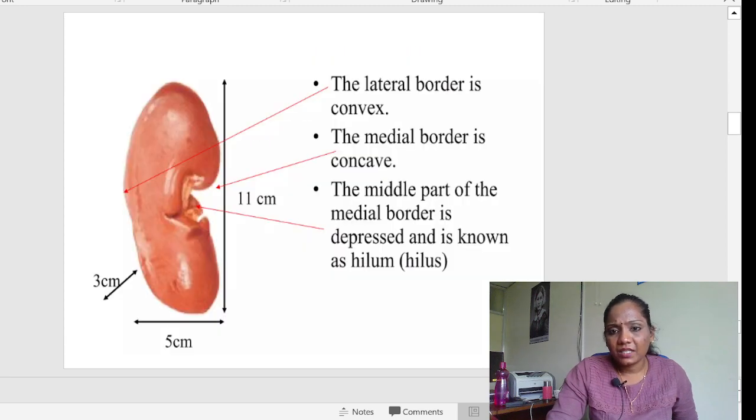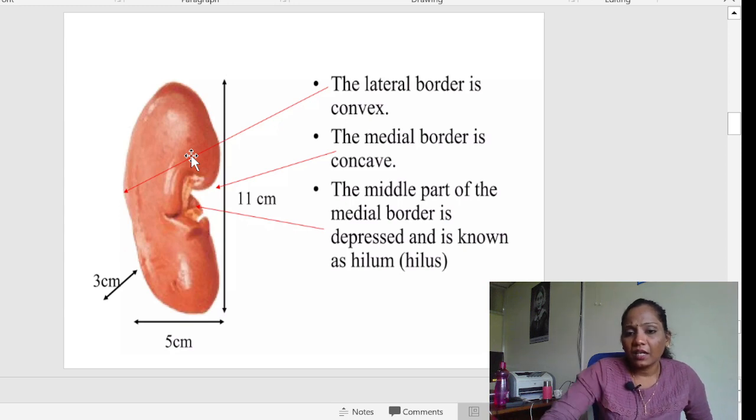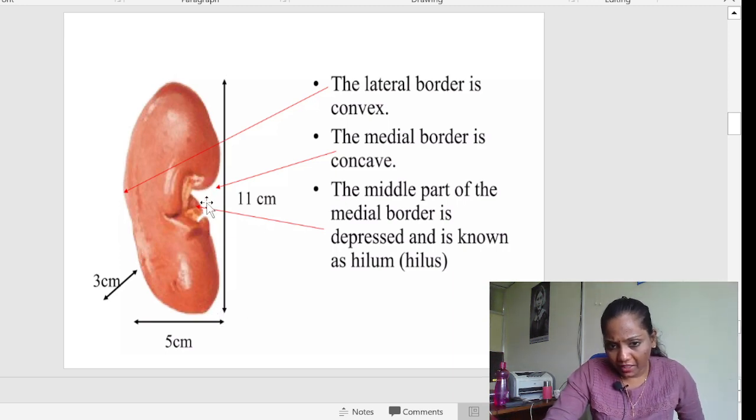Location, surfaces and parts of the kidney I have discussed. Already we said it is a bean-shaped organ, brownish in color. The important things are the superior border, inferior border, medial border, lateral border, and the front portion, which we call the anterior border, and the back portion, the posterior border. Now we'll see the measurements of the kidney.